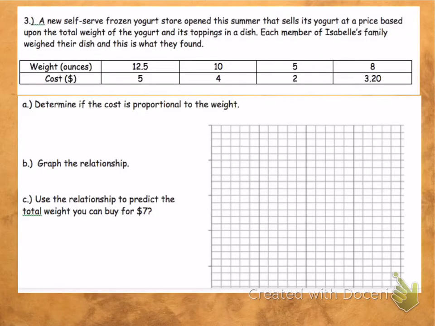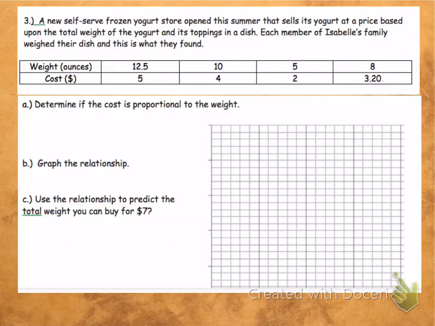So a new self-serve frozen yogurt store opened this summer. It sells yogurt at a price based upon the total weight of the yogurt and its toppings in a dish. So each member of Isabel's family weighed their dish, and this is what they found. So you have the weight in ounces and the cost.